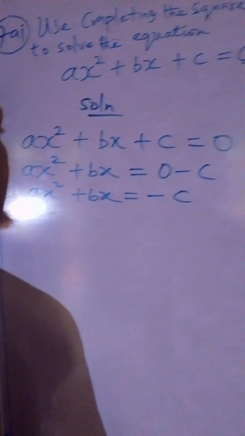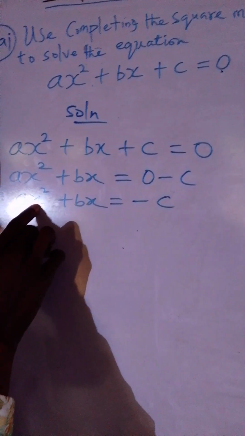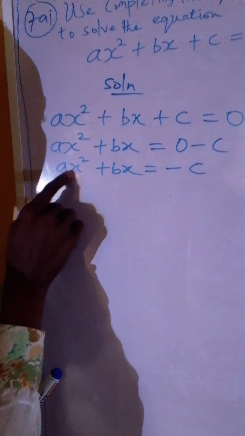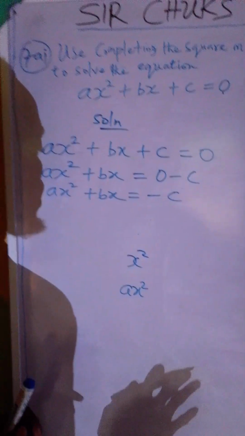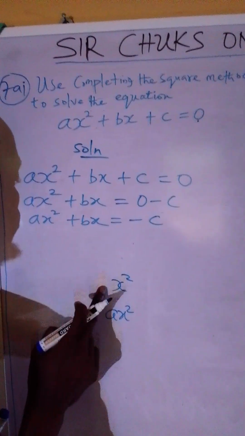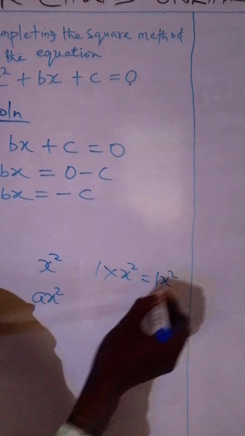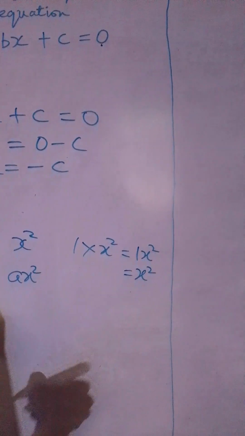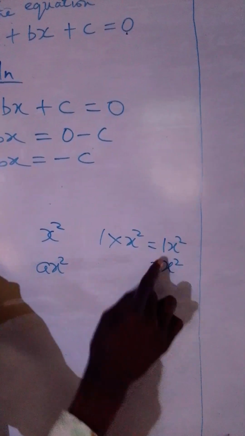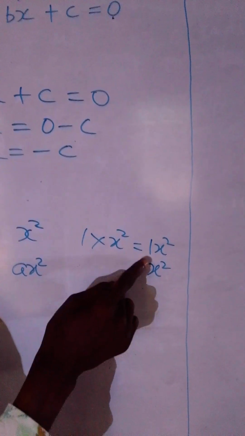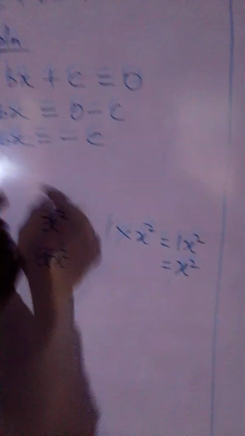Then step 2 says that the coefficient of x squared must be unity, meaning the coefficient of x squared must be 1. So looking at what we have here, the coefficient of x squared is not 1, it's a. X squared and ax squared are not the same thing, they don't mean the same. The coefficient of x squared here is 1, invisible 1, because 1 times x squared is equal to 1x squared, which is written as x squared. So every mathematics student or teacher would like to write it this way instead of this way. So you don't have to write the 1. There's invisible 1 here. So 1x squared is also the same thing as x squared.